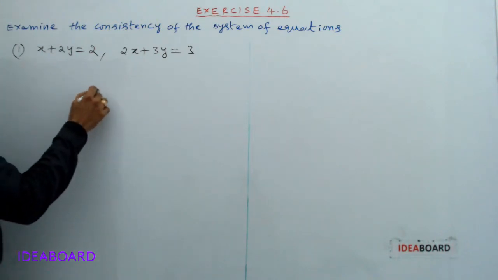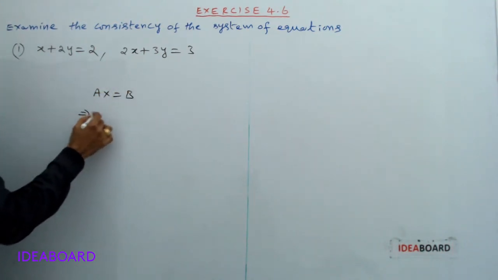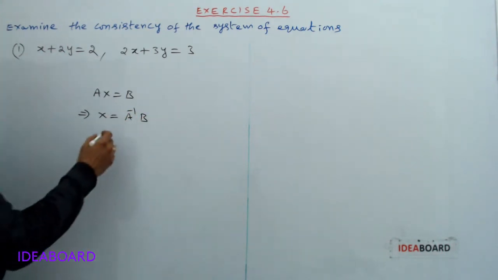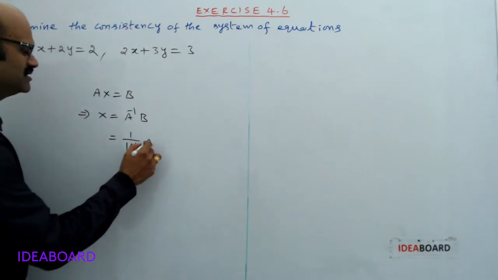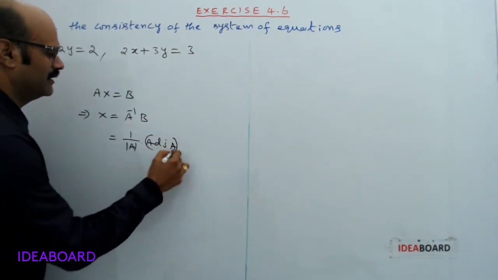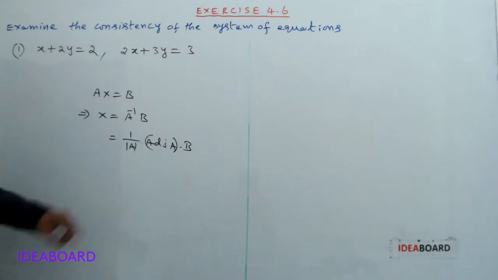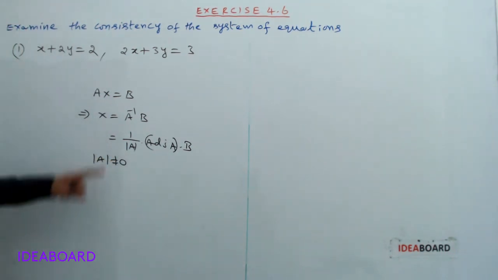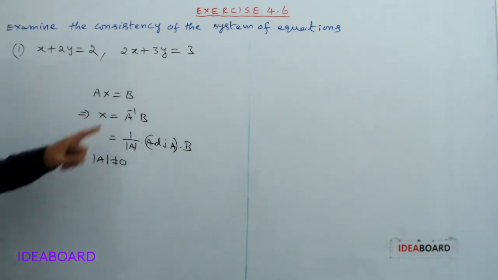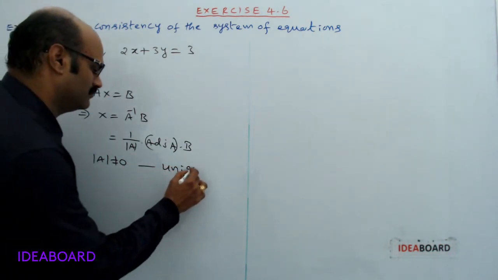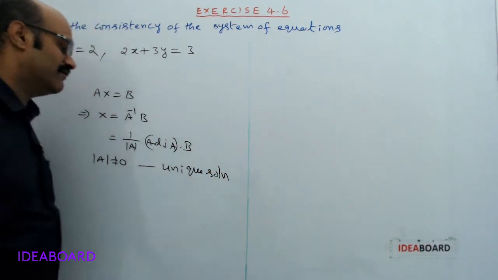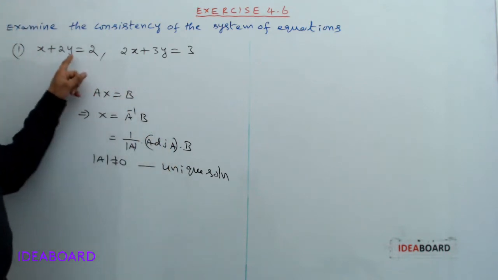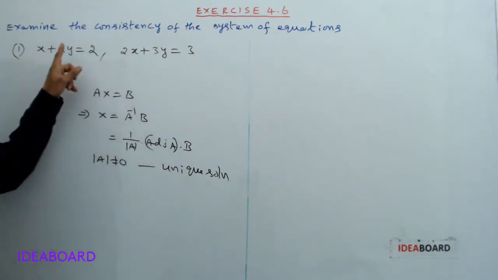Whenever we have AX equal to B, it implies we have X equal to A inverse B. A inverse means 1 by det A into adjoint of A, into B. If det A not equal to 0, then the given system of equations has a unique solution. Whenever the given system of equations has a unique solution, then we say that it is said to be a consistent system.